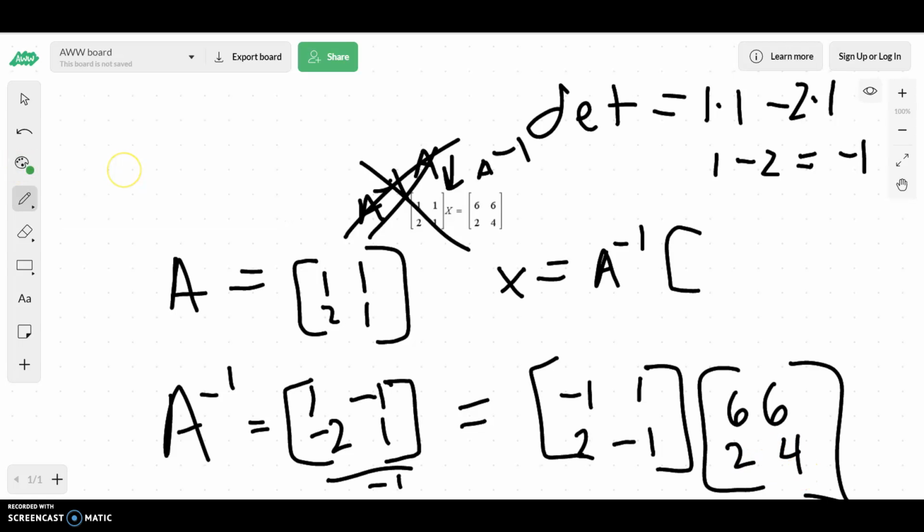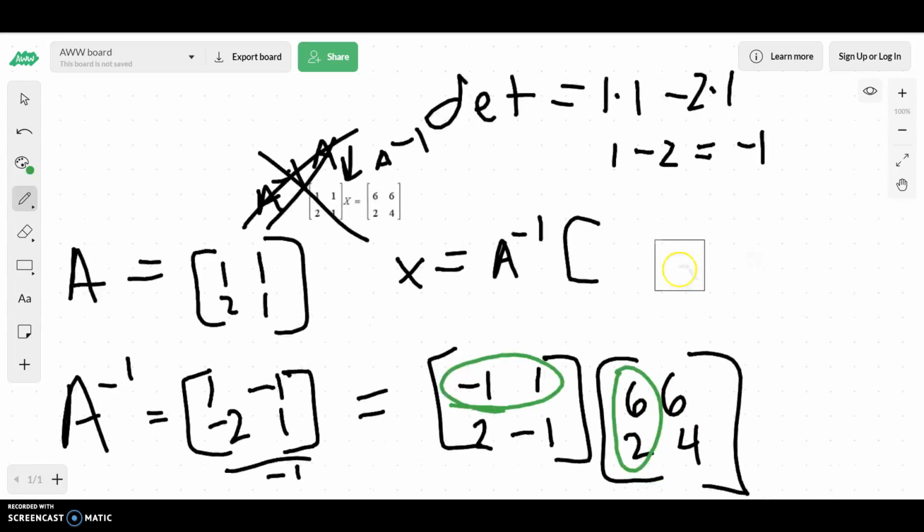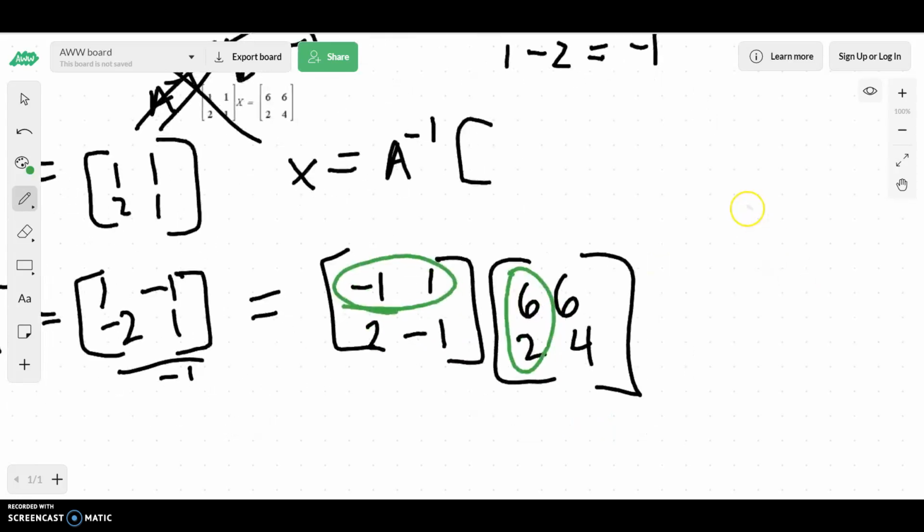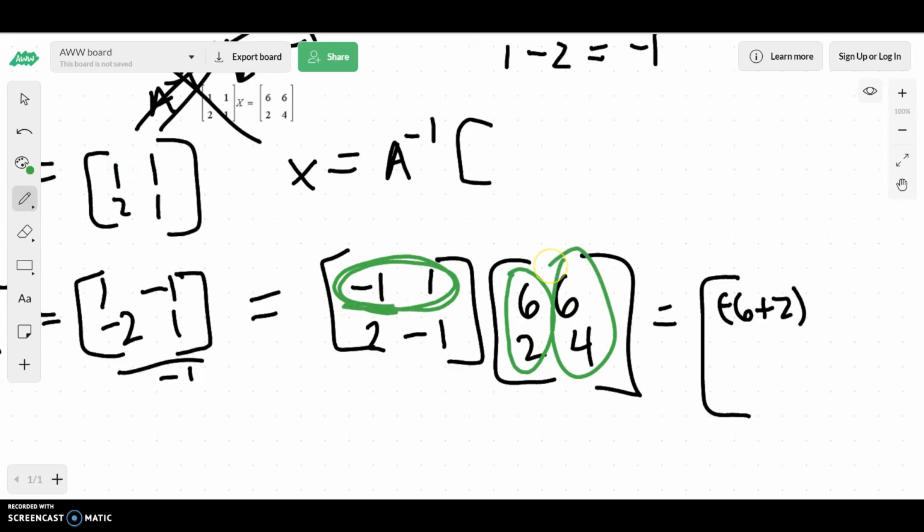If you remember, matrix multiplication is row by column. So when we do this, what we are going to get is negative 6 plus 2. That's one element. Then we're going to do this row by this column, which will give me negative 6 plus 4.